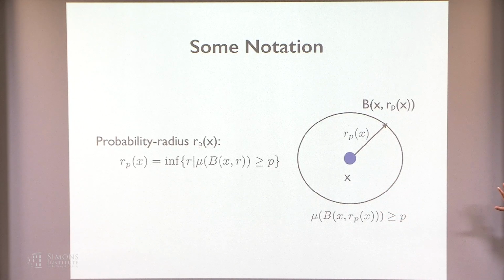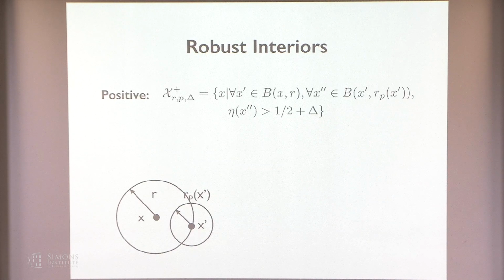So that's all that is, right? So this is R_p of x, balls of probability radius. And now once we have these probability radiuses, we can define something called robust interiors. These are analogous to what we defined yesterday, which were the interiors, but this is actually a little bit stronger. So what is the robust interior?